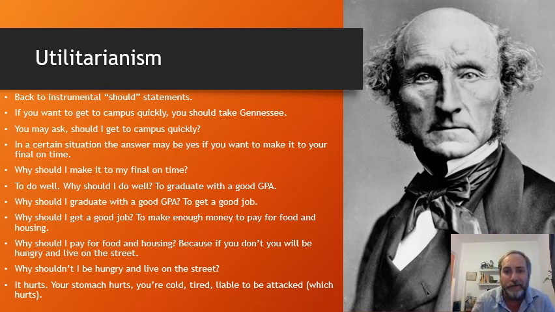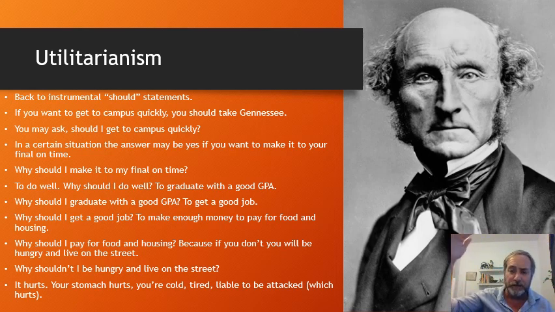Well, should I pay for food and housing? And you say, yes, you should, because otherwise you will live on the street. And I say, should I live on the street or not? Maybe I should live on the street. And you should say, no, you'll be hungry, right? Your stomach will hurt. You'll be cold. You'll be tired. You're out there exposed. You could be attacked, and being attacked hurts. Notice that this is starting to finally bottom out, right?